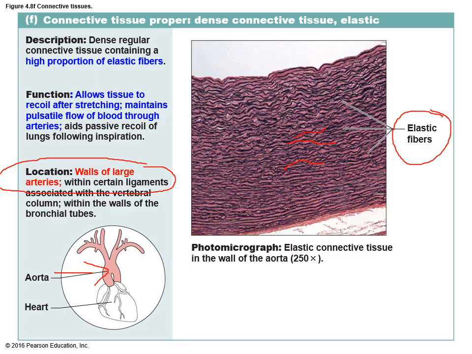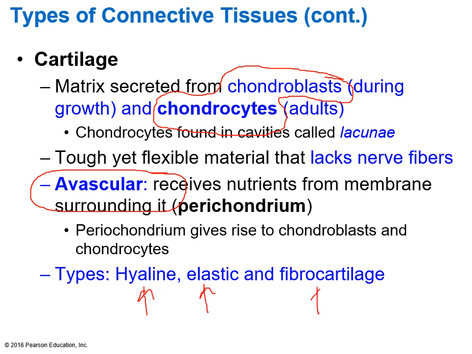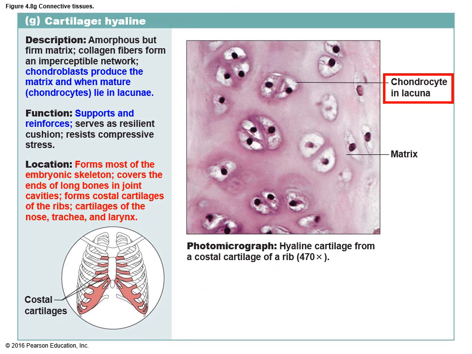What we're going to do now is take a look at our cartilages. As a reminder, when you look at the cells in cartilages, we now refer to them as chondroblasts and chondrocytes. Previously, with our connective tissue proper, we were looking at fibroblasts and fibrocytes. With the cartilages, chondroblast and chondrocyte. Cartilages are avascular, as I previously mentioned, and the types are hyaline cartilage, elastic cartilage, and fibrocartilage. All right, let's start with our hyaline cartilage.